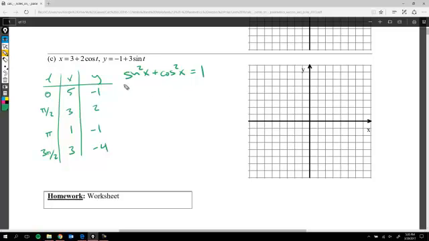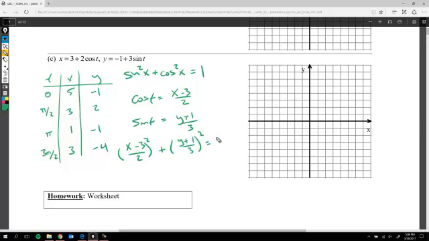Now, what I can do is use this by taking my x and y equations and solving for cosine and sine respectively. Okay, so I notice x just has cosine, y just has sine. So I'm going to solve for cosine in terms of x, which is (x minus 3) over 2. I'm going to solve for sine in terms of y, which is (y plus 1) over 3. And now if I take these and sub them in, okay, I end up with ((x minus 3) over 2) squared plus ((y plus 1) over 3) squared equals 1. Okay, this looks a lot like the standard form of an ellipse. I'll do a little bit of simplification.